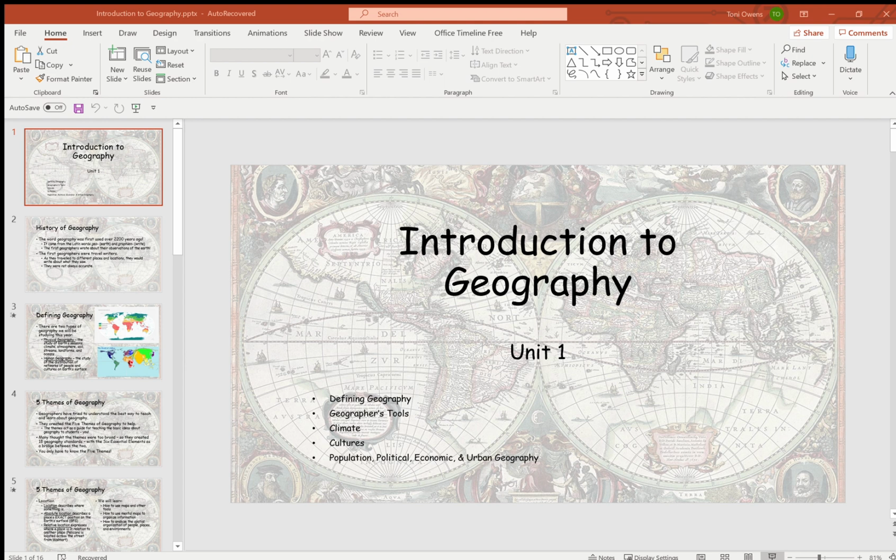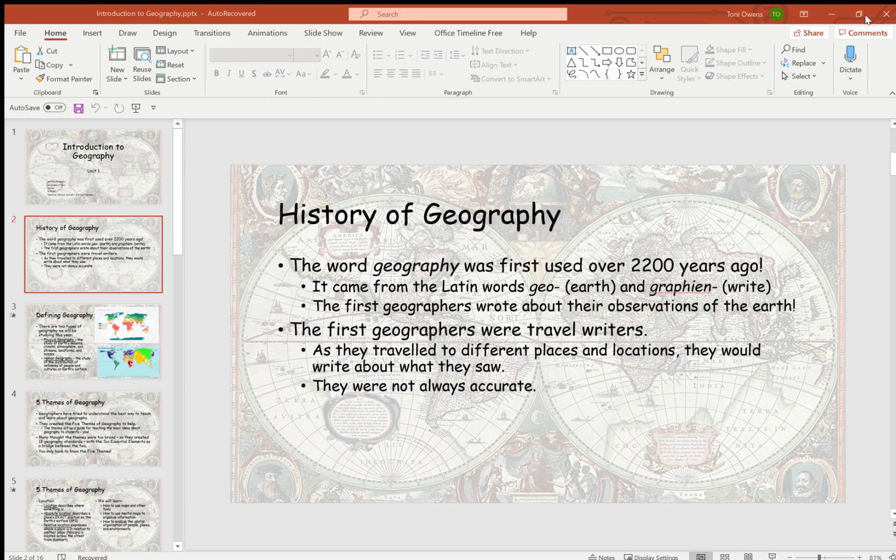Now, as we go through, hopefully, let me go back out of this and pull this back up. If you look at this, you can tell that I have pretty much the same thing on here that is also on your PowerPoint presentation. It's pretty much word for word. I've given you space to write things. Look at where your bullets are to make sure that you're filling in the right things. An example here is the word geography and what the words mean, geo and graphin. Then you have the first geographers wrote about their observations of the earth. That's what you would write down.